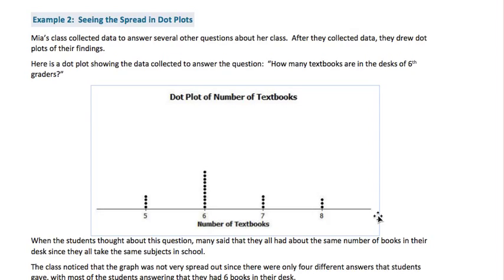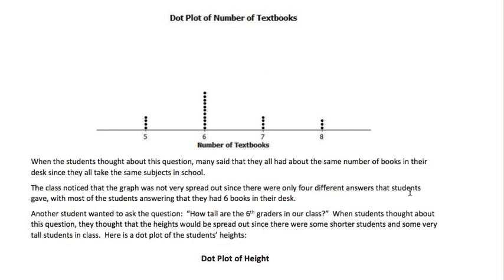Mia's class collected data to answer several other questions about her class. After they collected the data, they drew dot plots of their findings. Following is a dot plot showing the data collected to answer the question, how many textbooks are in the desks of 6th graders? When the students thought about this question, many said that they all had about the same number of books in their desk, since they all take the same subjects in school. The class noticed that the graph was not very spread out, since there were only 4 different answers that students gave, with most of the students answering that they had 6 books in their desk.